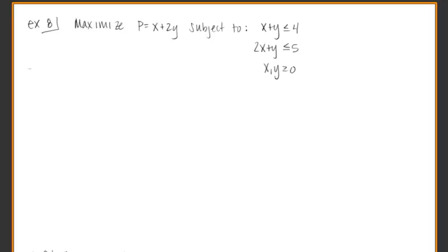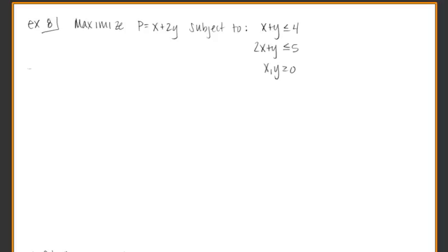Here in this one, let's say there was a word problem involved. It's just they went ahead and already gave you all the inequalities. We've got x plus y is less than or equal to 4, 2x plus y is less than or equal to 5, and we're going to be graphing in quadrant 1, that x and y are greater than or equal to 0.